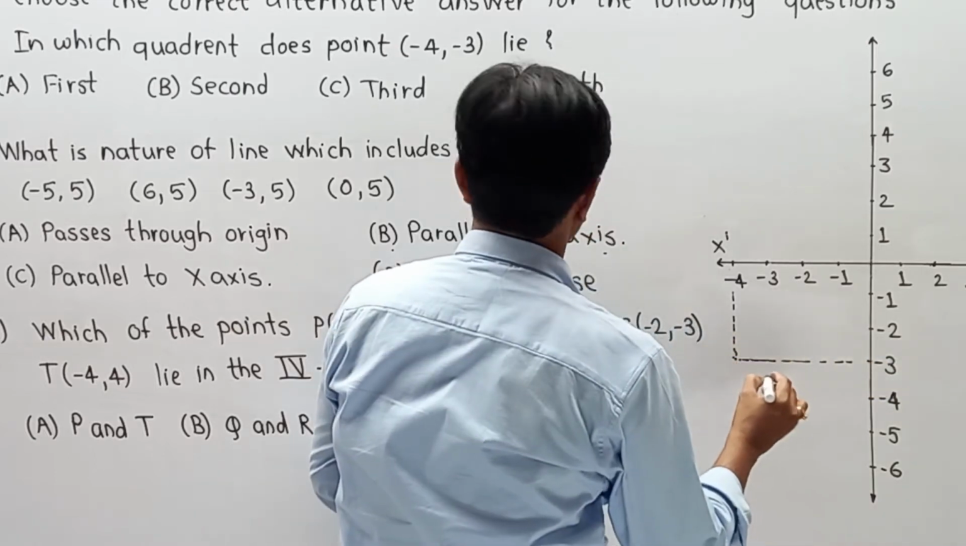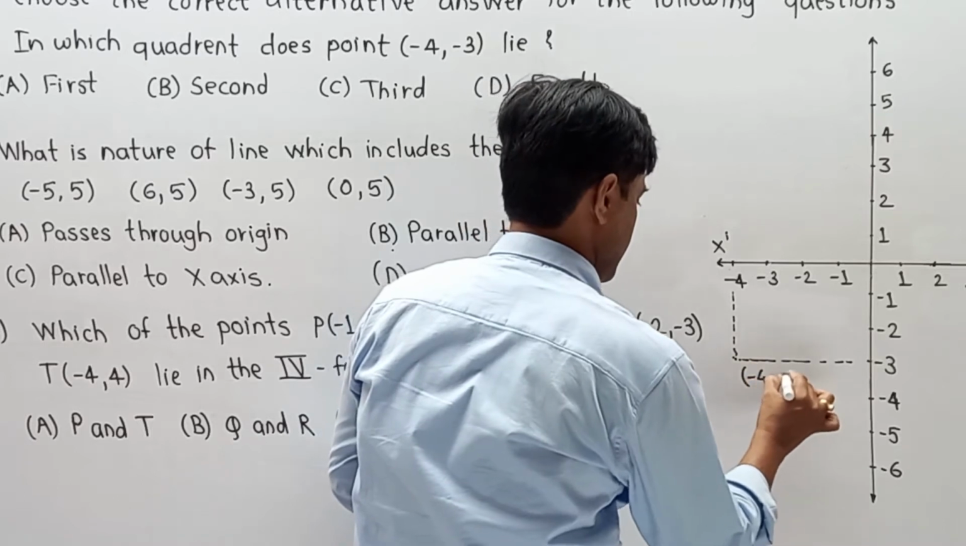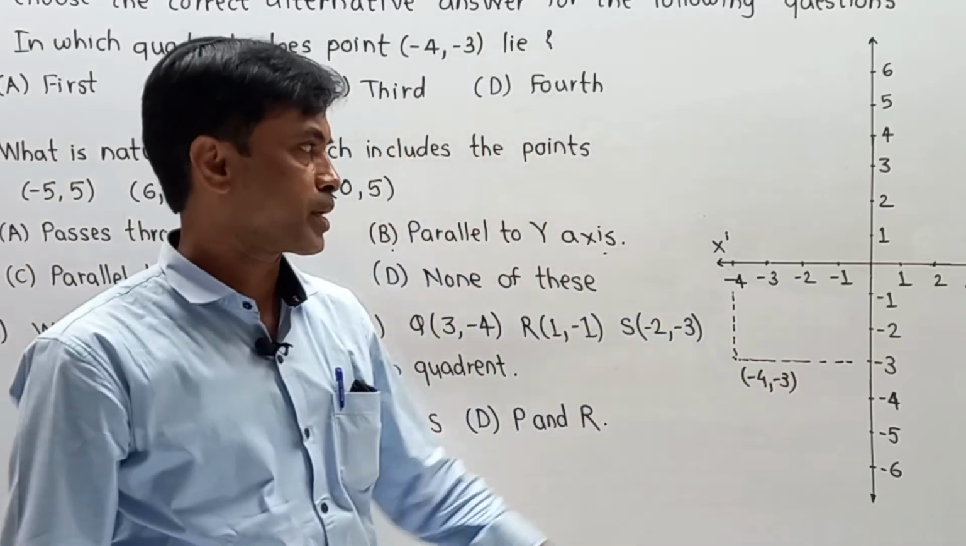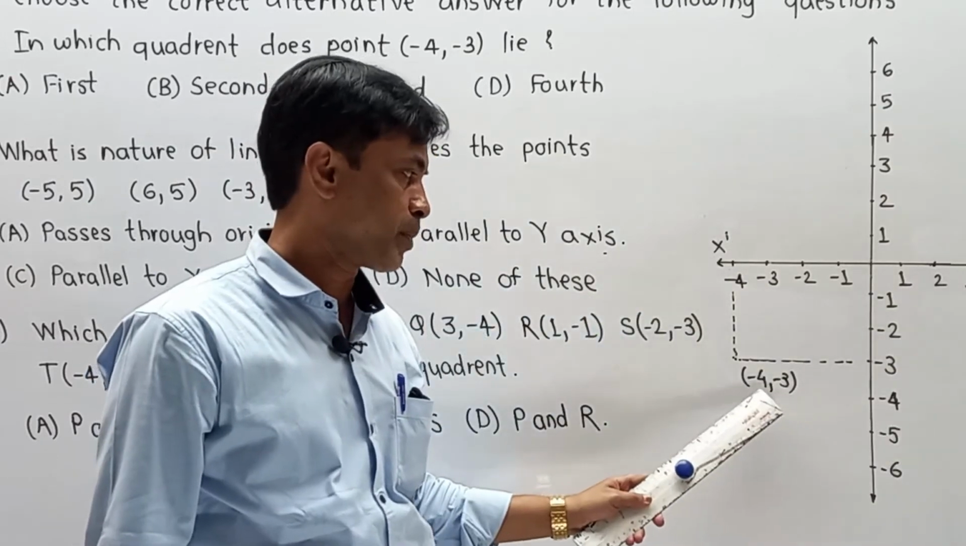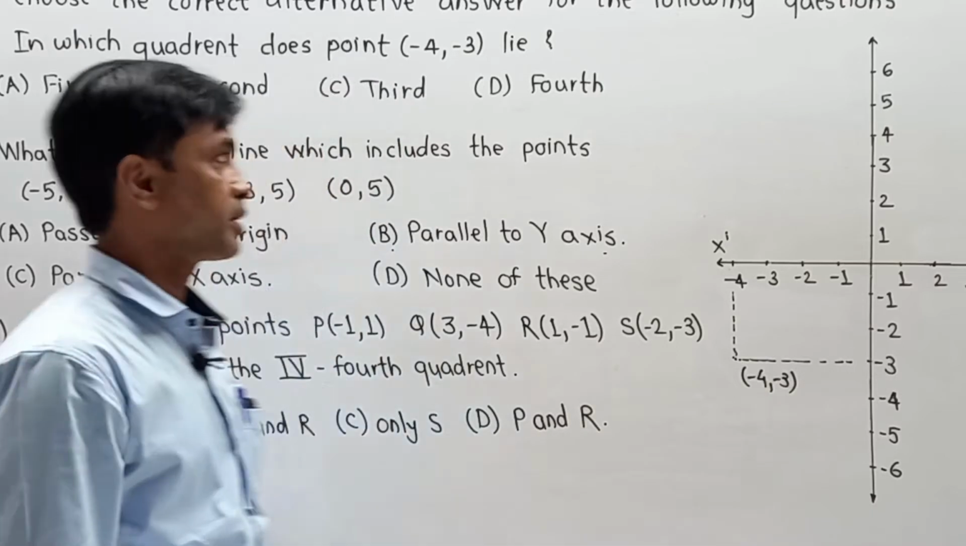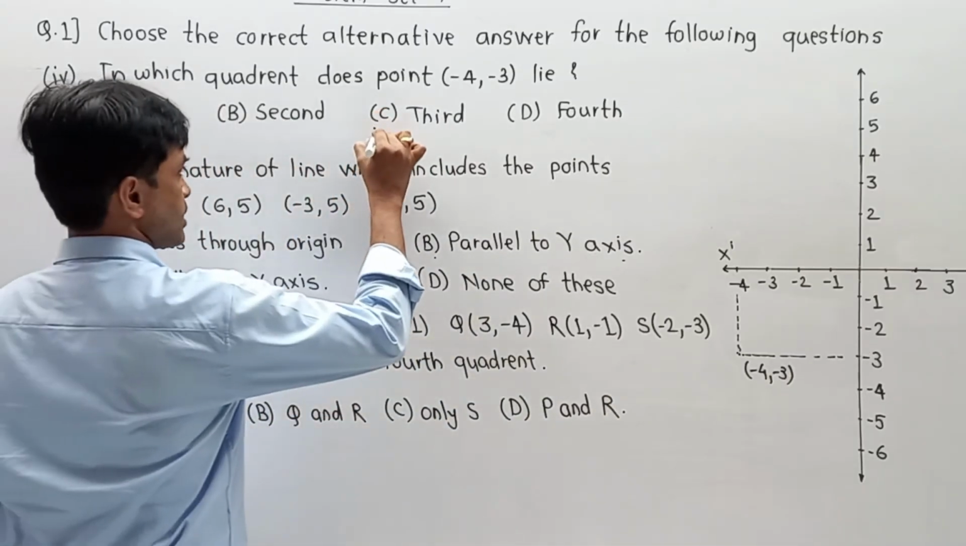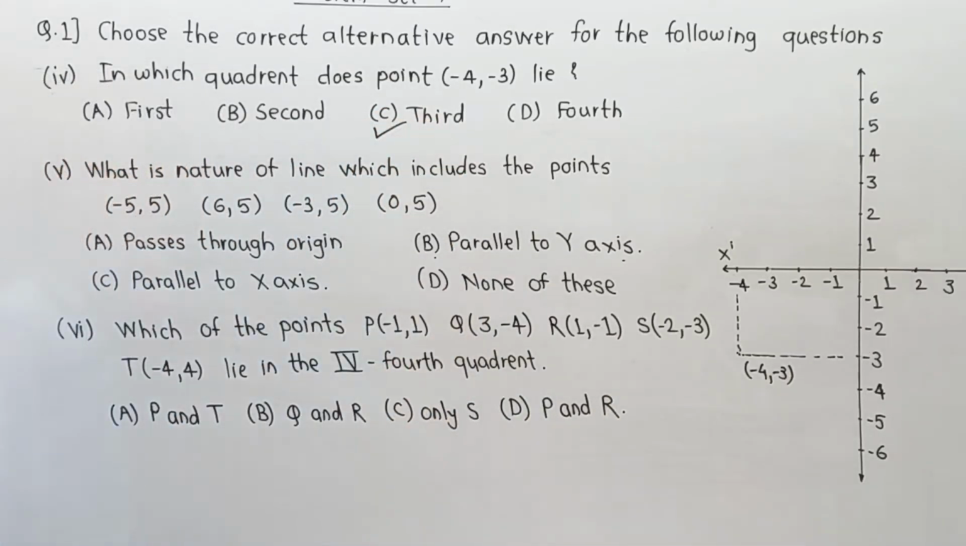That is the respective point, -4, -3. Naturally, as per the quadrant system, first quadrant, second quadrant, third quadrant, fourth quadrant, this point -4, -3 is in the third quadrant. So our correct answer is option C, that is third quadrant.